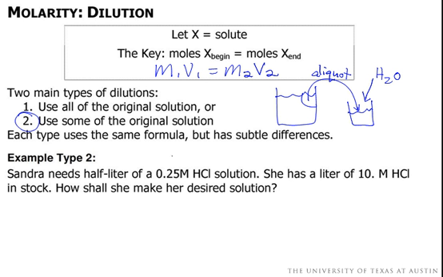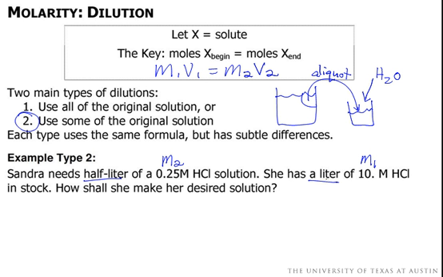Alright, I like to label what I'm given. I have 10 molar stock solution. I'm going to make the stock M1, and then the smaller concentration M2. And then I need to find my volumes. I'm given two volumes, a half liter and a liter.